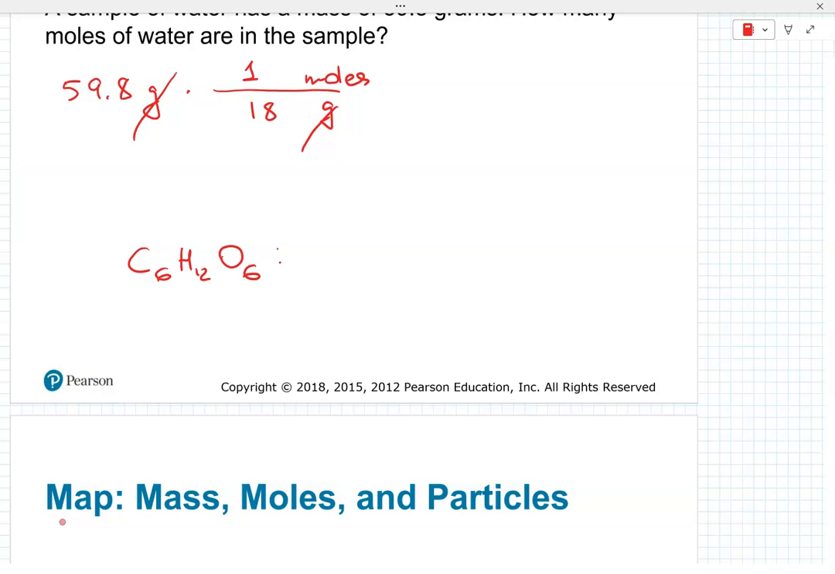Glucose. What is the molar mass? No, just tell me what I need to do. Add them all up. 6 multiplied by 12, plus 12 multiplied by 1, plus 6 multiplied by 16. I mean, seriously, you can press buttons. Make sense? And then it's going to be, obviously, grams per mole. Okay?